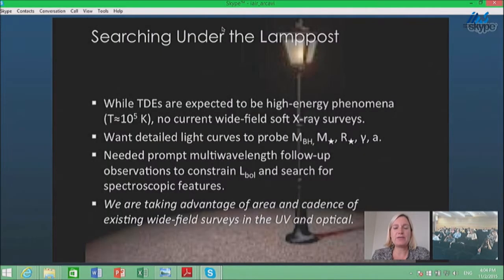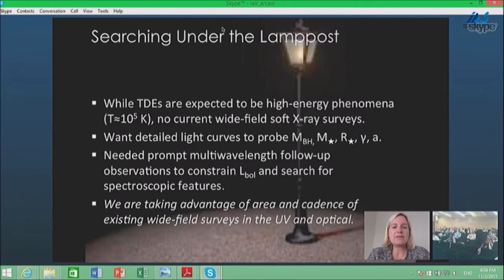So why are we using optical surveys? Well, it's not necessarily the best place to study tidal disruption events, since you've probably heard from some of the theoretical talks that really we expect the bulk of the energy from tidal disruption events to be emitted at soft X-ray or extreme UV wavelengths.